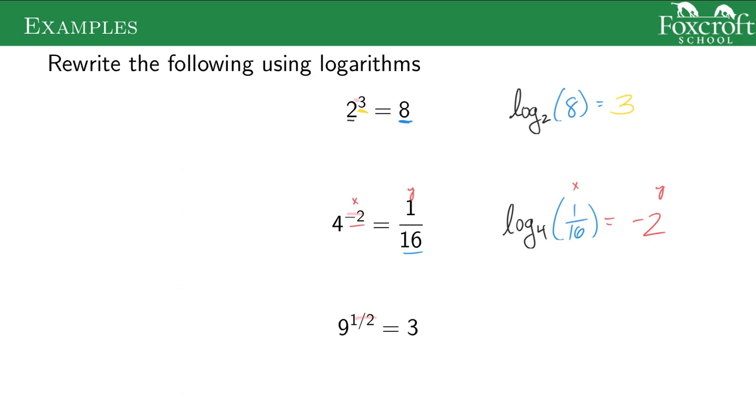Last one, 9 to the 1/2 equals 3. The base of my exponential is 9. 3 is going to go into parentheses because it was on the outside over here, and it's going to be equal to 1/2. As long as you keep track of what your original x and y is, you flip it. The thing that goes inside the parentheses is your x, so that's your old y. Just keep track of where everything's going.